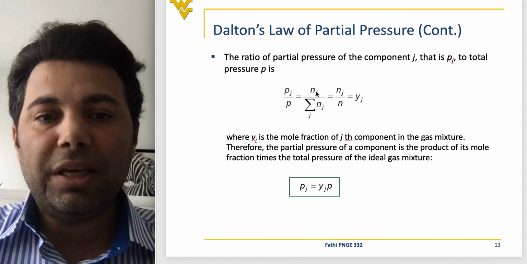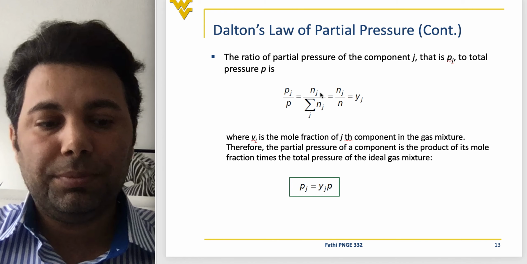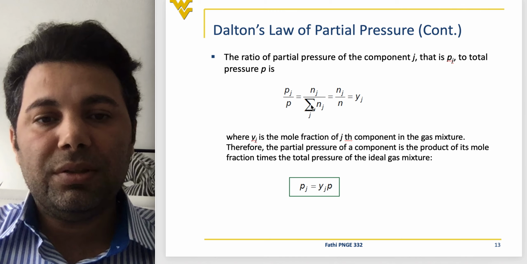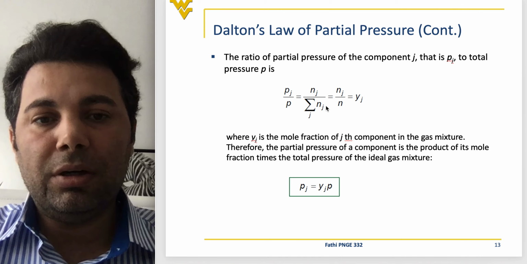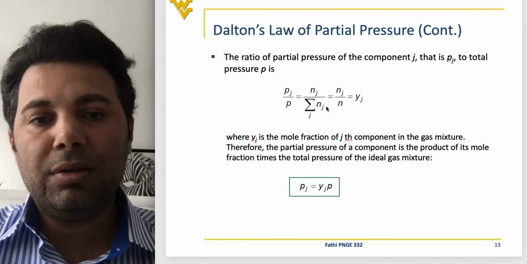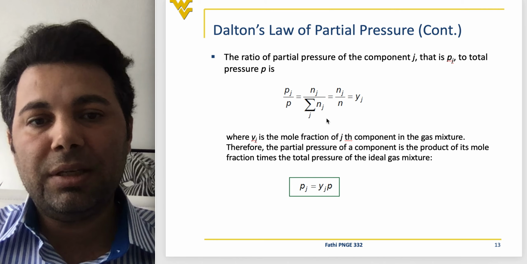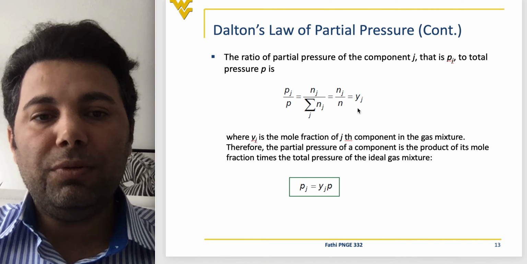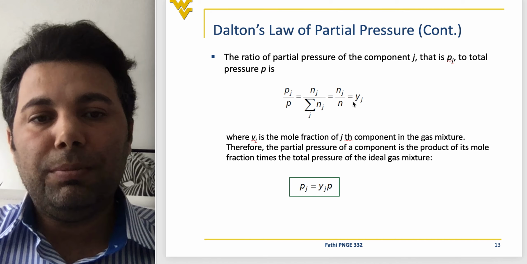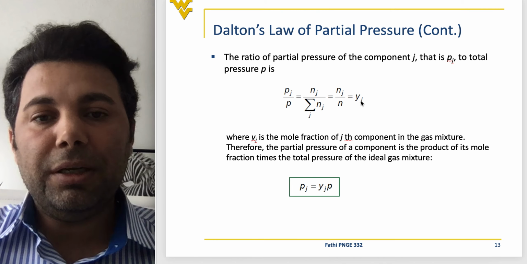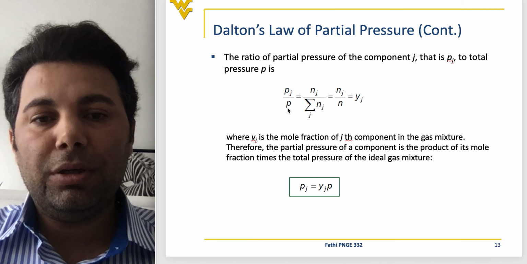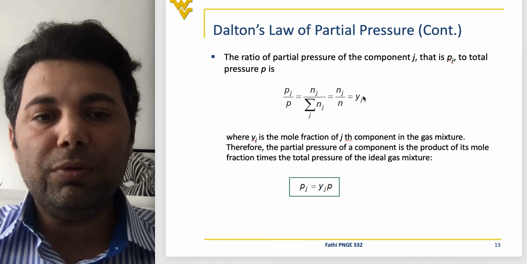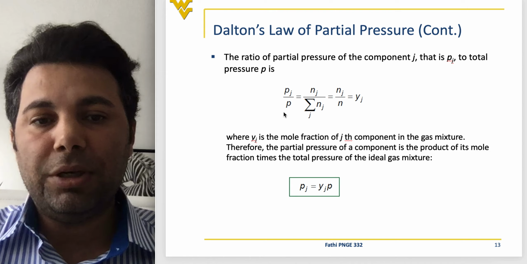Remember, PJ was NJ times RT over V, and P was the summation of NJs times RT over V. R, the universal gas constant, was constant, the temperature of the system was constant, and the volume was constant. So what it says is basically the mole fraction of every component in the mixture is simply equal to the partial pressure divided by total pressure. Or the partial pressure is equal to the mole fraction of that component times the total pressure.